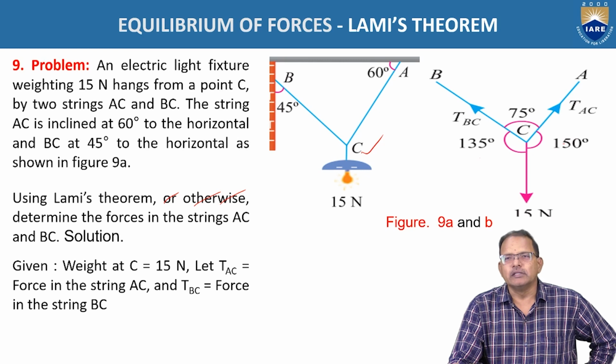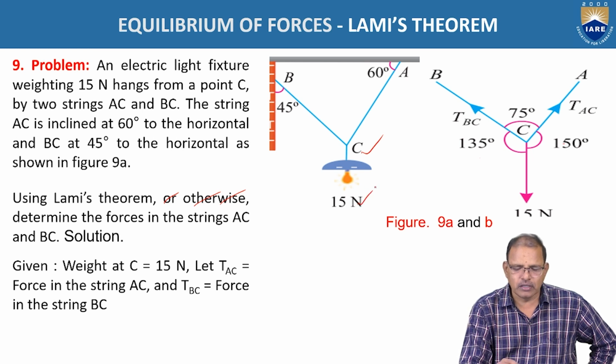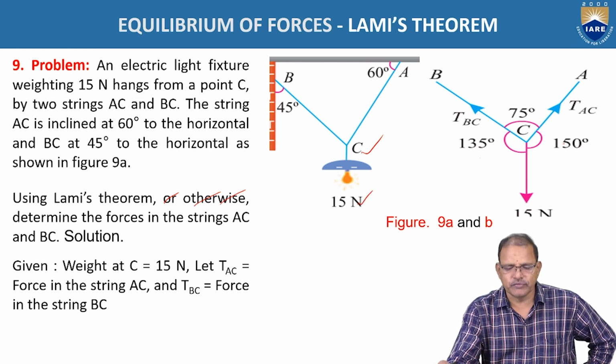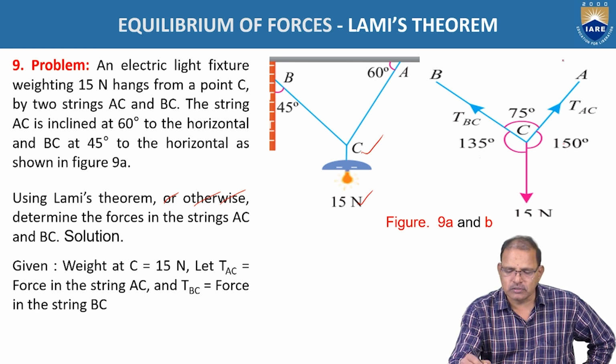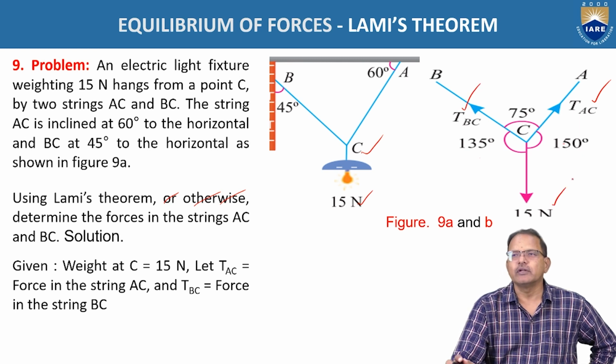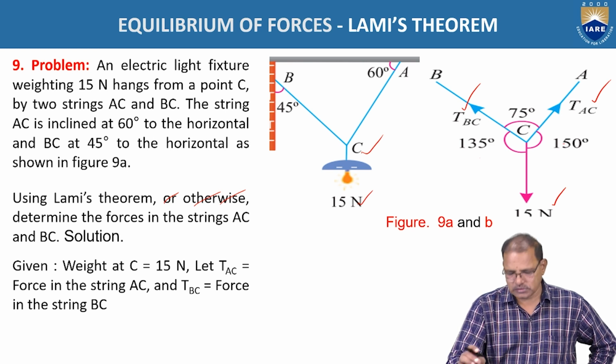The given data in the problem is the weight of the lamp, which is acting at point C, equal to 50 newtons. Let the tension in the string AC be represented as TAC and in BC as TBC, as shown in the figure. These forces are TAC, TBC and the 50 newton force. This is nothing but the weight of the light fixture.